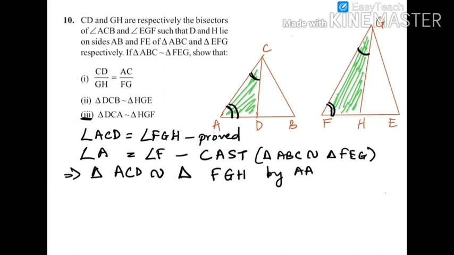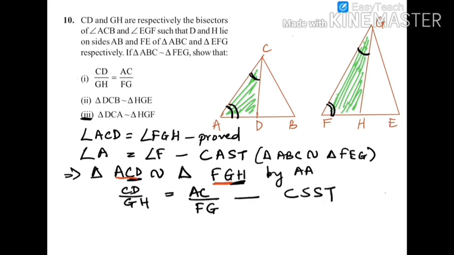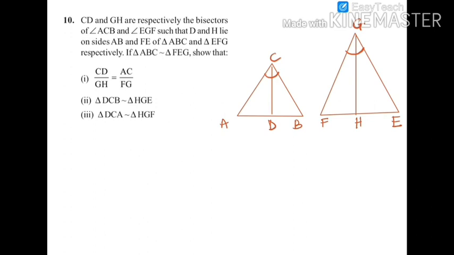If the triangles are similar, we can say that their sides are proportional. So CD upon GH is equal to AC upon FG. They are corresponding sides of similar triangles, and so they are equal. So this proves the first part of the question. Now we have to prove the second part. The second part of the question is also to be done in the same manner.